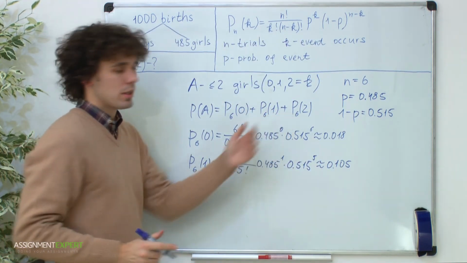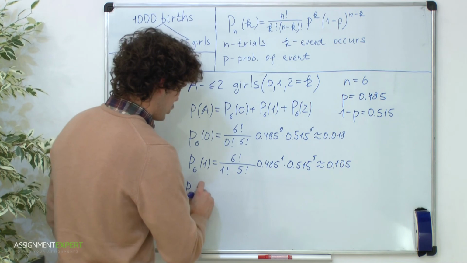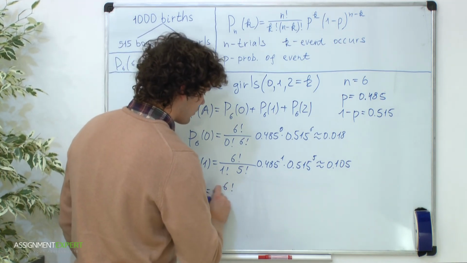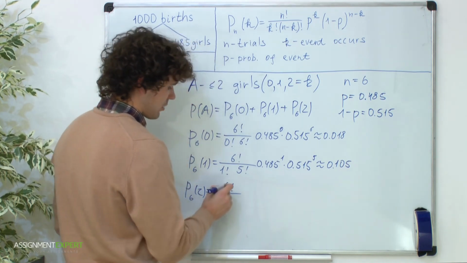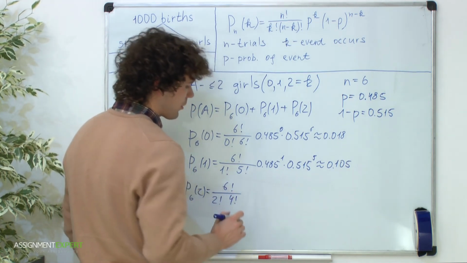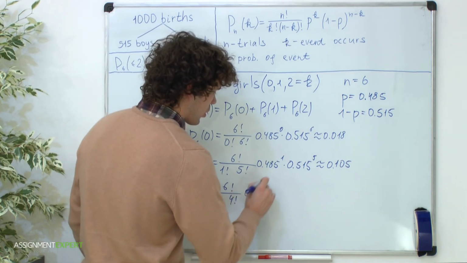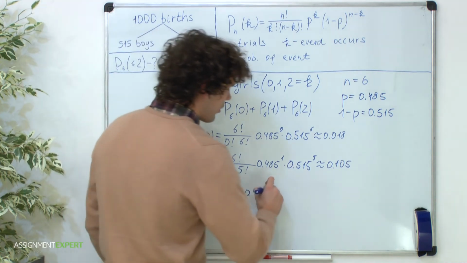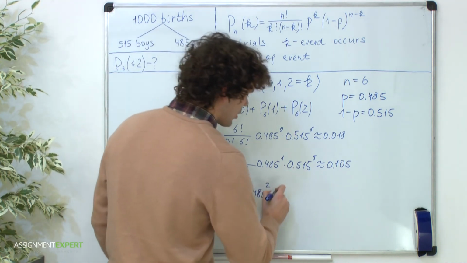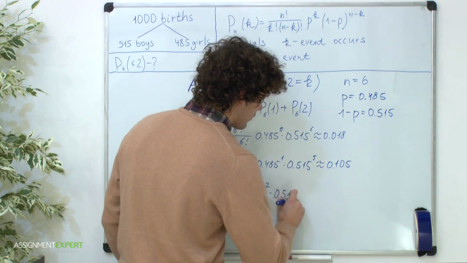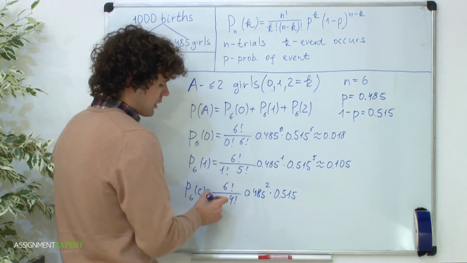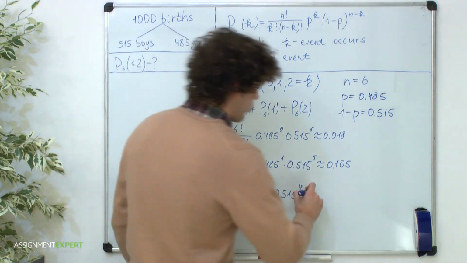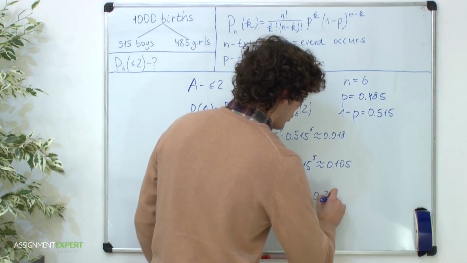And now the last probability. Probability of 2 out of 6 equals 6 factorial over 2 factorial times 6 minus 2, which is 4 factorial, times 0.485 raised to the 2nd power times 0.515 raised to the power of 6 minus 2, which is the 4th power. And this gives us approximately 0.247.